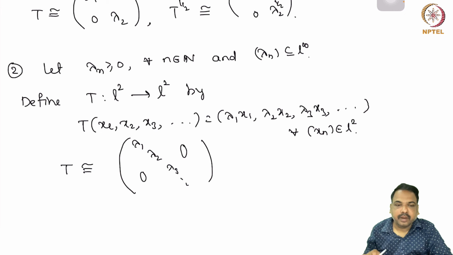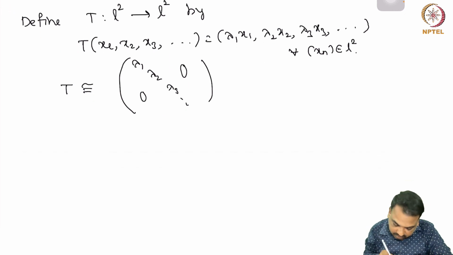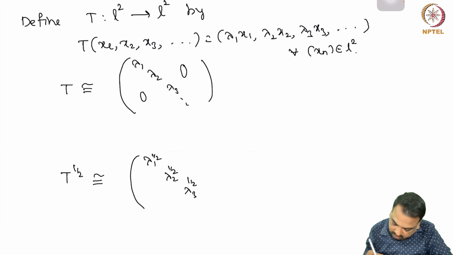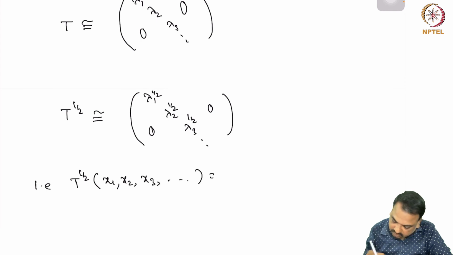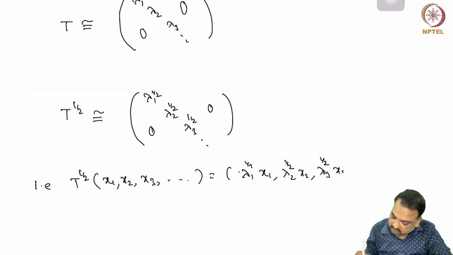Remaining entries are 0, and from this we can easily guess what the square root of T is. So this is the matrix with square root of lambda 1, square root of lambda 2, square root of lambda 3, and so on, and remaining places it is 0. That means we can say that the square root of T of (x1, x2, x3, and so on) is given by (square root of lambda 1 x1, square root of lambda 2 x2, square root of lambda 3 x3, and so on).